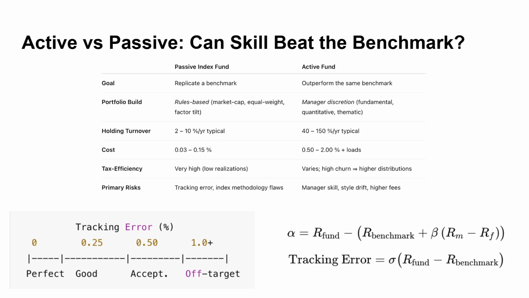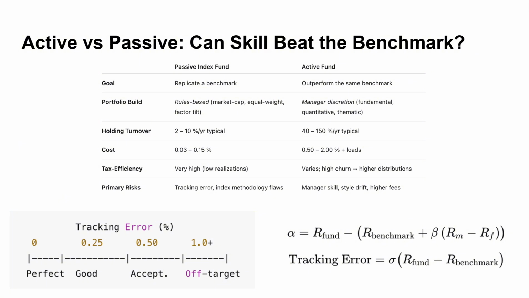Active funds, on the right-hand side, are run by a portfolio manager or quant model. The promise is positive alpha, which is extra return after adjusting for market risk. But that discretion comes with higher turnover and much higher fees. So the hurdle becomes: can the manager beat the benchmark by at least his cost and your taxes?